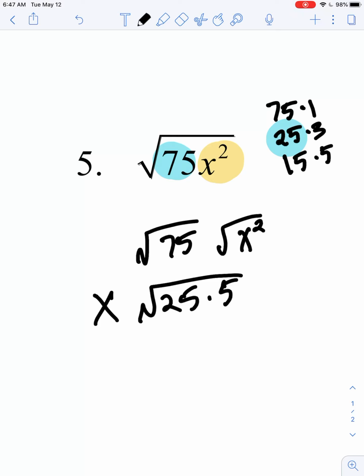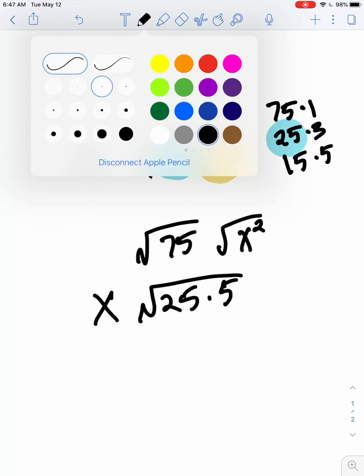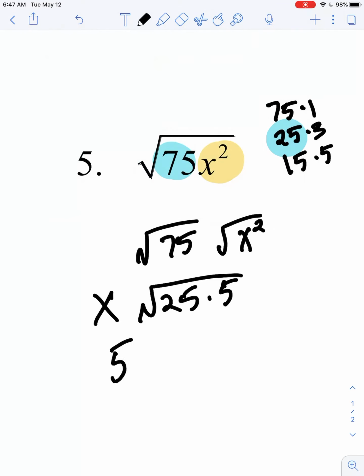And what's the square root of 25? Whether you know this one by heart by now or you have it on your sheet, the square root of 25 is 5. And so our next step is to bring out the 5 and put that in front of the x. The number always goes in front of the x. What's left behind? Simply 5.